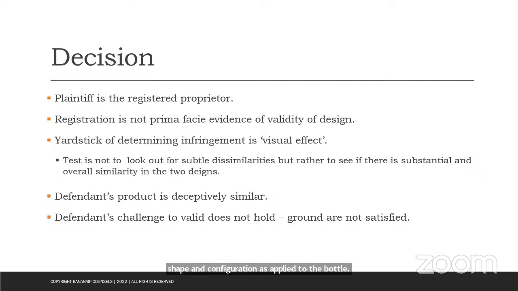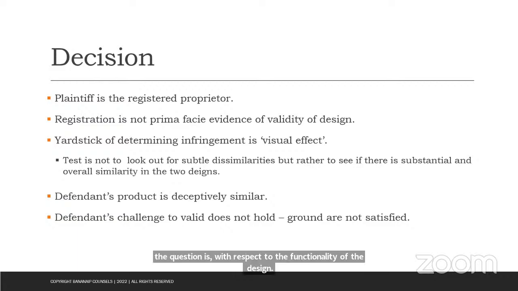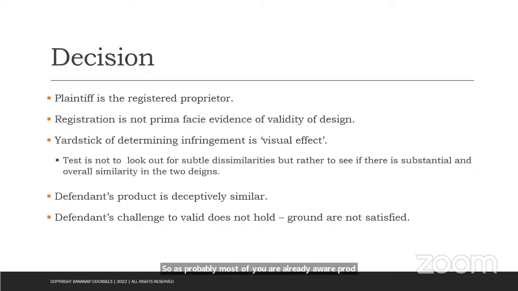Now, having said that, another argument, which in fact most defendants tend to raise when a design registration or a design infringement is brought into question, is with respect to the functionality of the design. So as probably most of you are already aware, a product which has a functional nature cannot be registered as a design. Now, in order to understand this functionality, what the court said was, firstly, there should not be a dissection of individual features of a design and try to find them individually in each prior art. Instead, all the features should be seen as a whole.